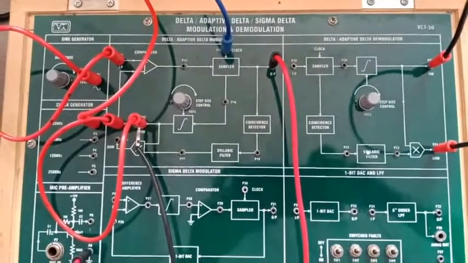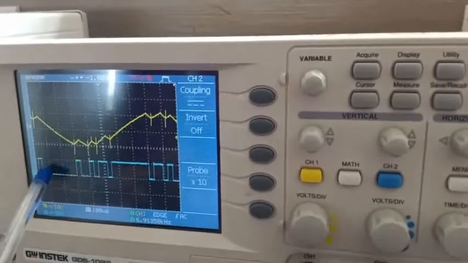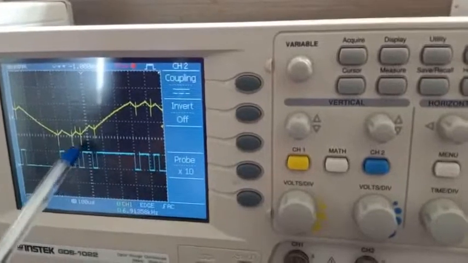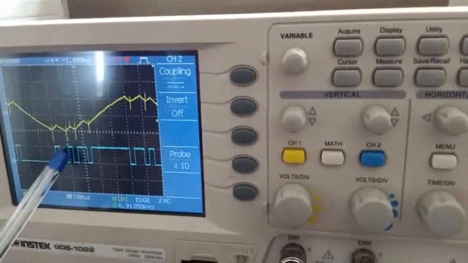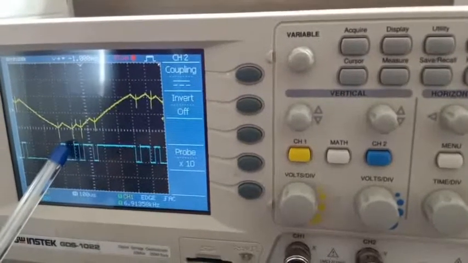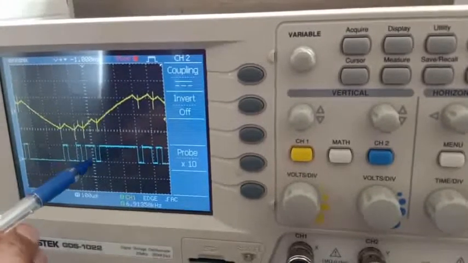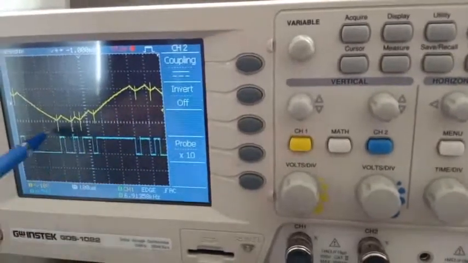Now we are going to look at the delta modulation output. Here we will be having single bit data, either logic 1 or logic 0, based on the difference between the adjacent samples. Sometimes the value will be 1 and sometimes the value is 0. In this way you will be getting the delta modulated output.